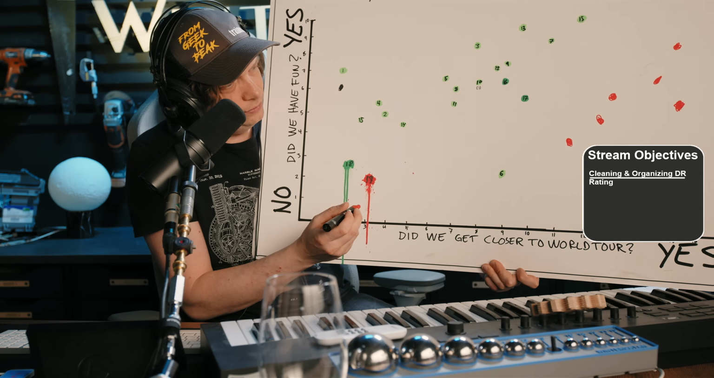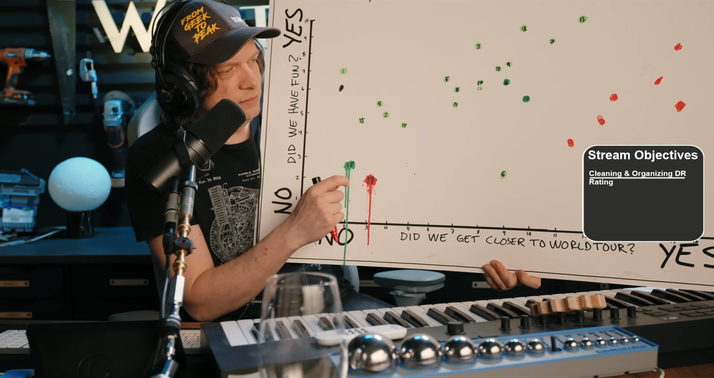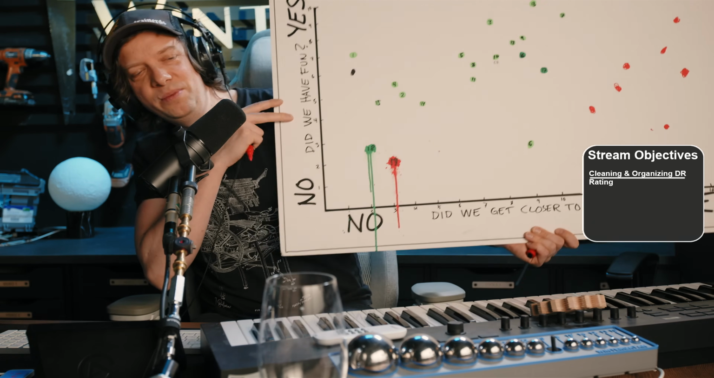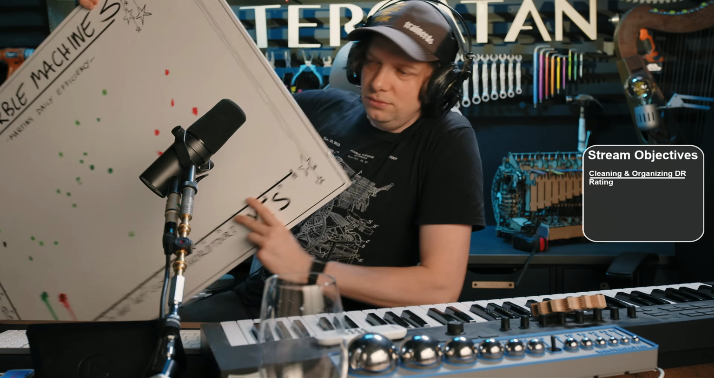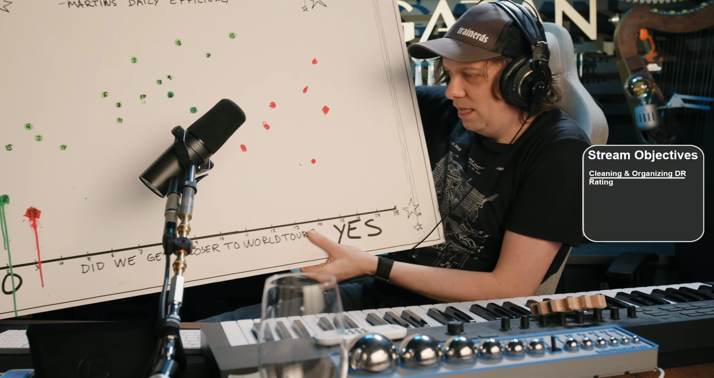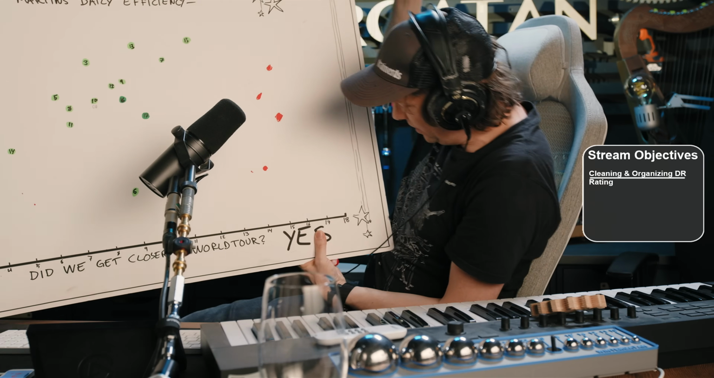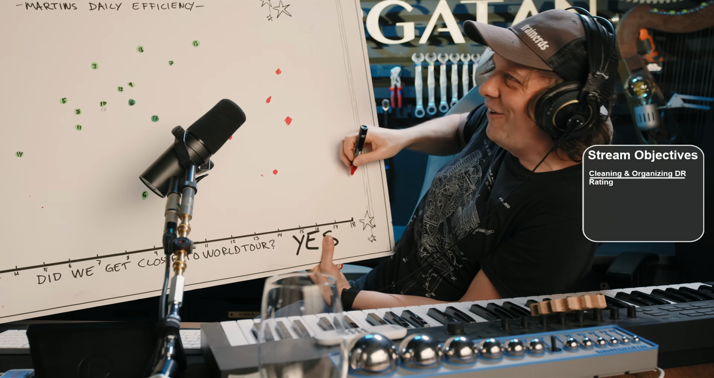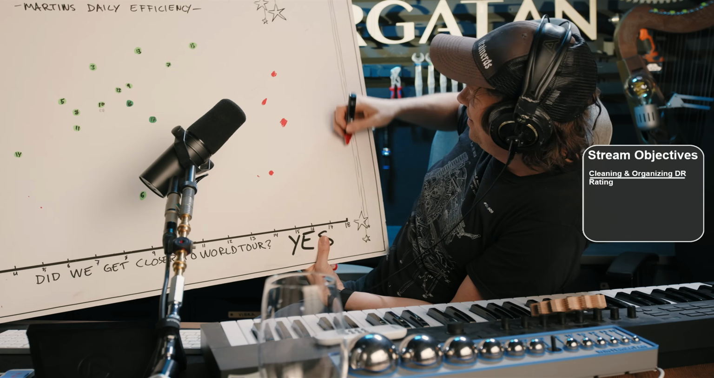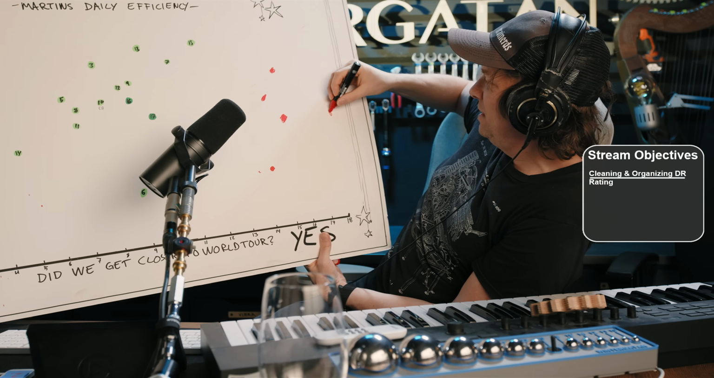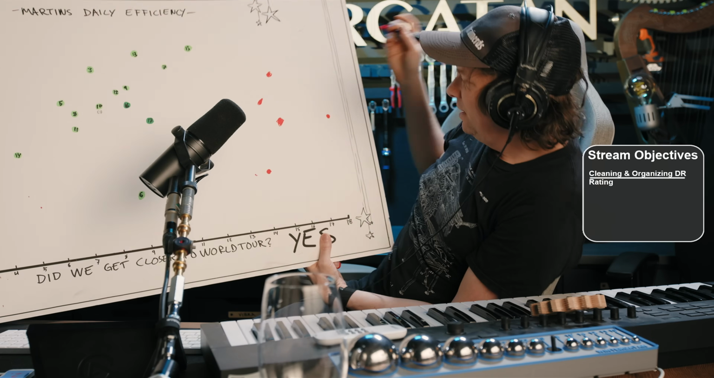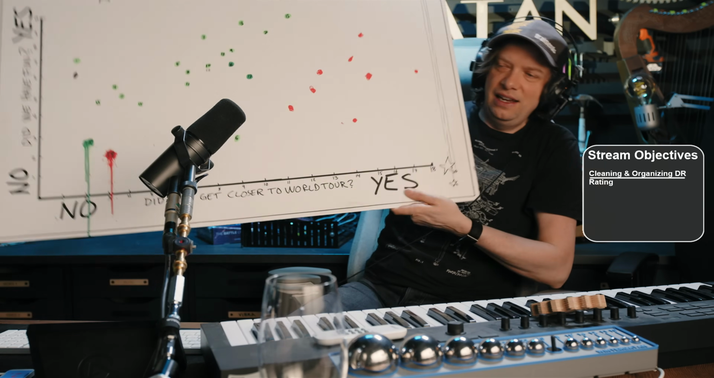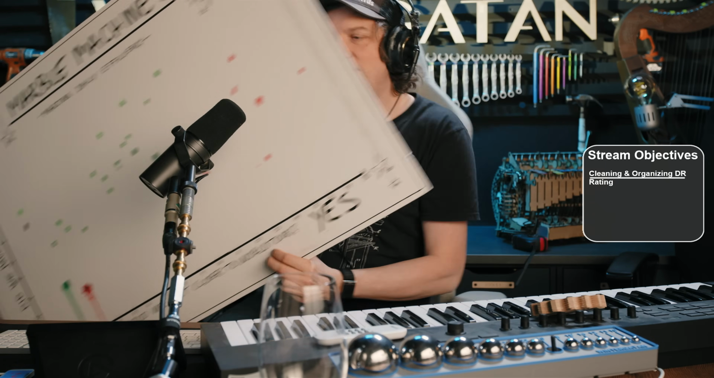Okay, did we get closer to the world tour, Martin? I'm going to go out on a limb. The max is 18. We're going to do 18. Wow. I think it's true. Did we have fun? Okay, it's requirements. We're going to do it in the middle. I think it's today.